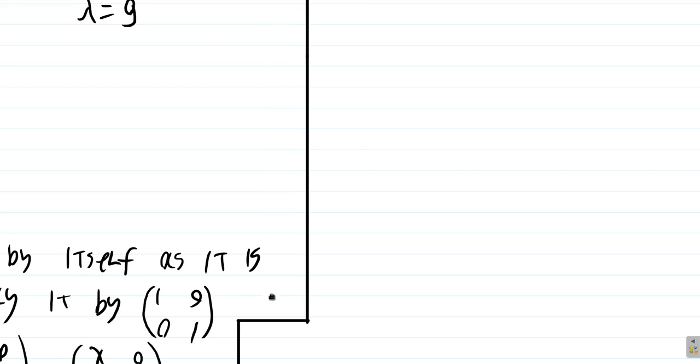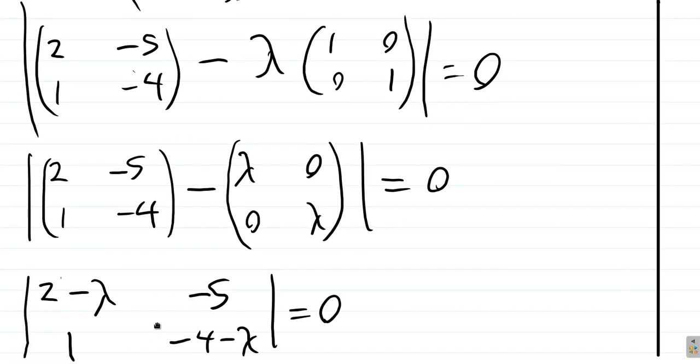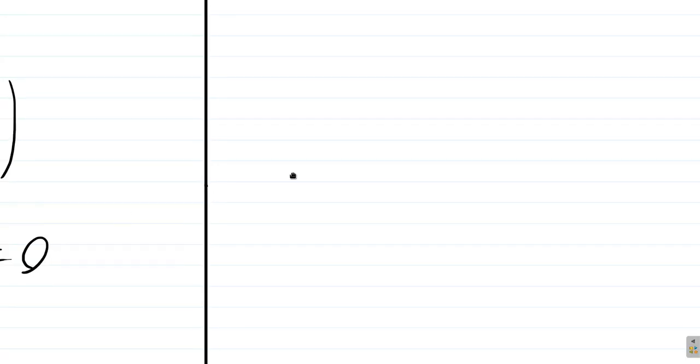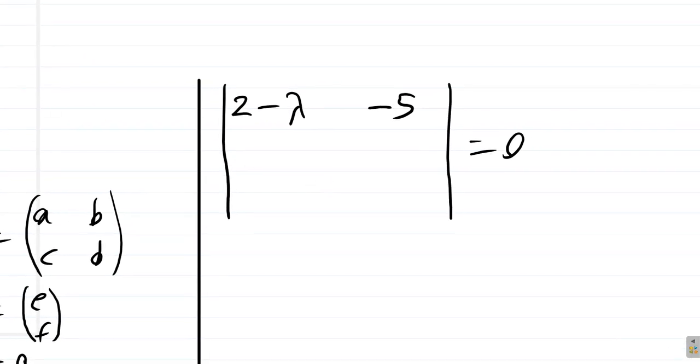And then 1, negative 4 minus lambda. Alright. So then we have 1, negative 4 minus lambda. Now, what's the determinant of this? Use the AD minus BC part. This times this minus this times this, alright?